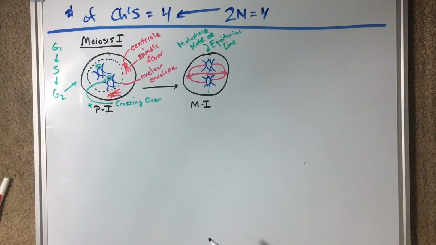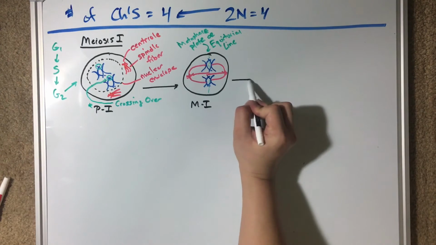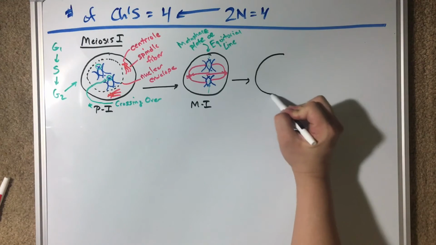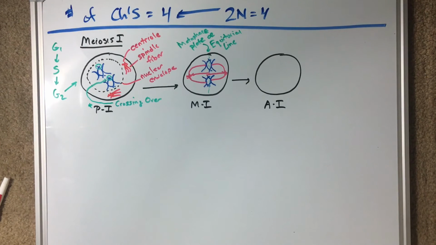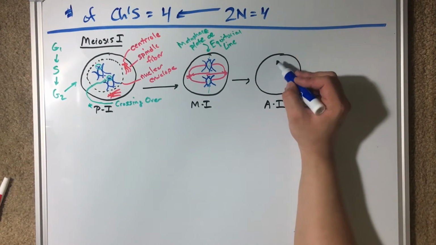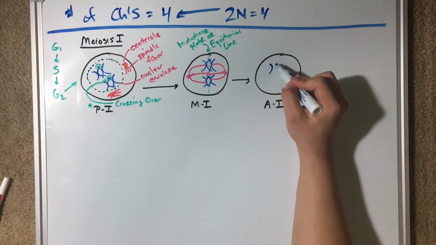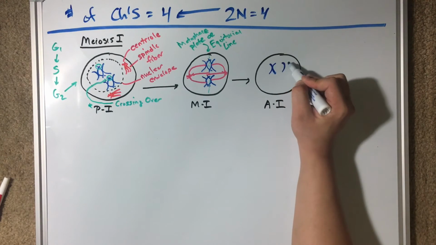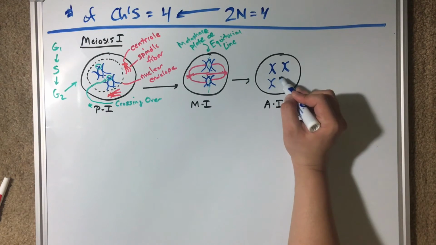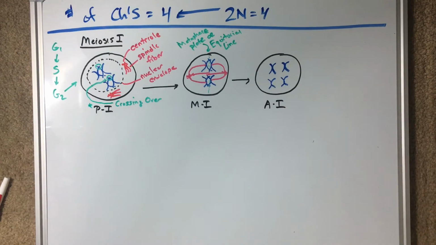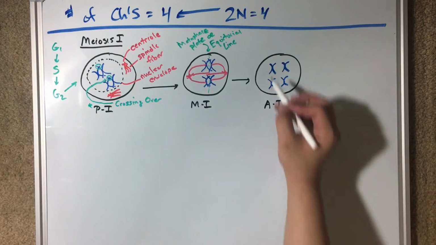What's after metaphase 1? We have anaphase 1. In this case, the homologous chromosomes separate, and that's key. I wouldn't be surprised if your instructor asked you on a test what separates in anaphase 1, and you would have to say homologous chromosomes separate in anaphase 1.